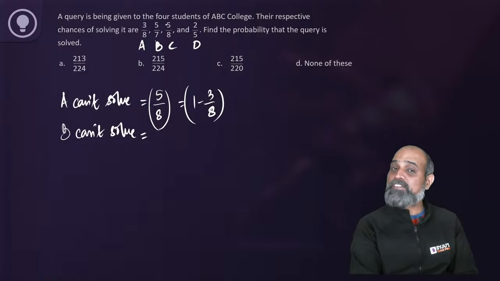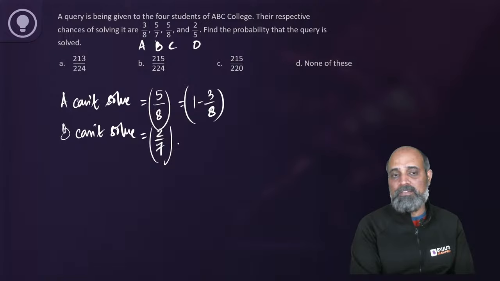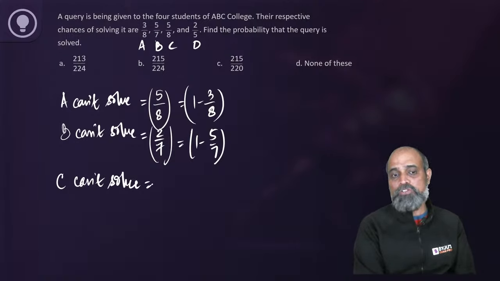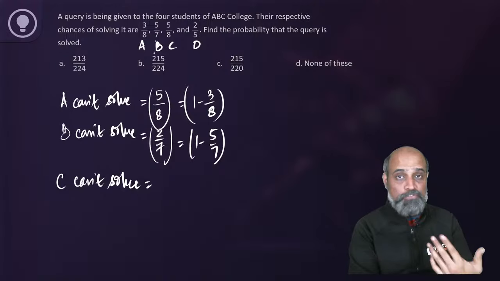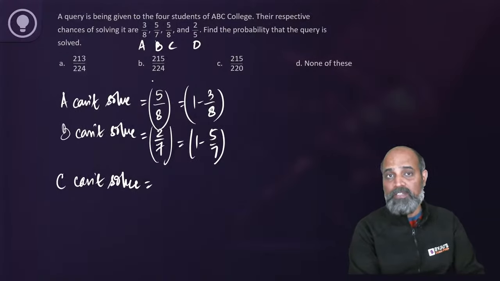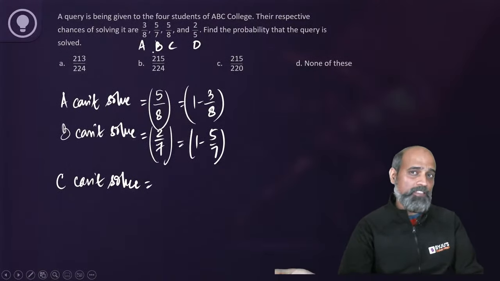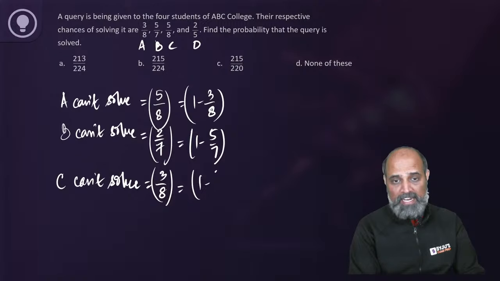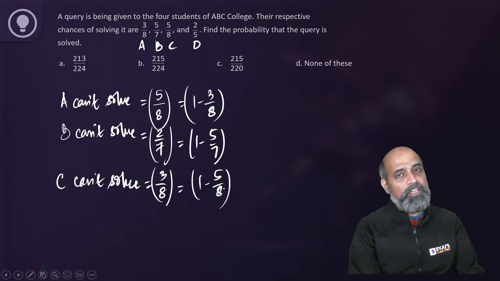Out of 7, 5 cases में solve कर लेता है, तो बाकी 2 cases में नहीं कर पाएगा, which is nothing but 1 minus 5 upon 7. Similarly, C can't solve. C is able to solve 5 times out of 8 times he is given a problem. So that means in the remaining 3 cases, he can't solve it. So can't solve is 3 out of 8, which can be calculated by doing 1 minus 5 by 8.